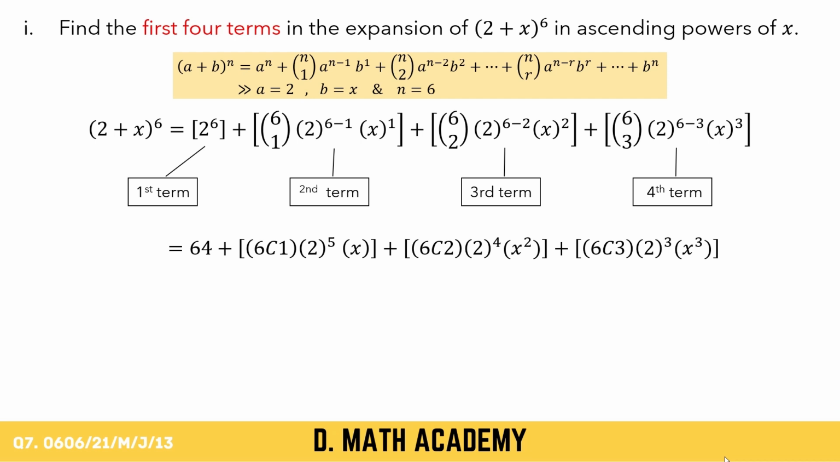So key in your calculator and identify 6C1's value, multiply by 2 to the power of 5, then you get the result as 192x, and 6C2 times 2 to the power of 4, then you get 240x squared, and 6C3 times 2 to the power of 3, then you get 160x cubed. So this is your first 4 terms that they are looking for.